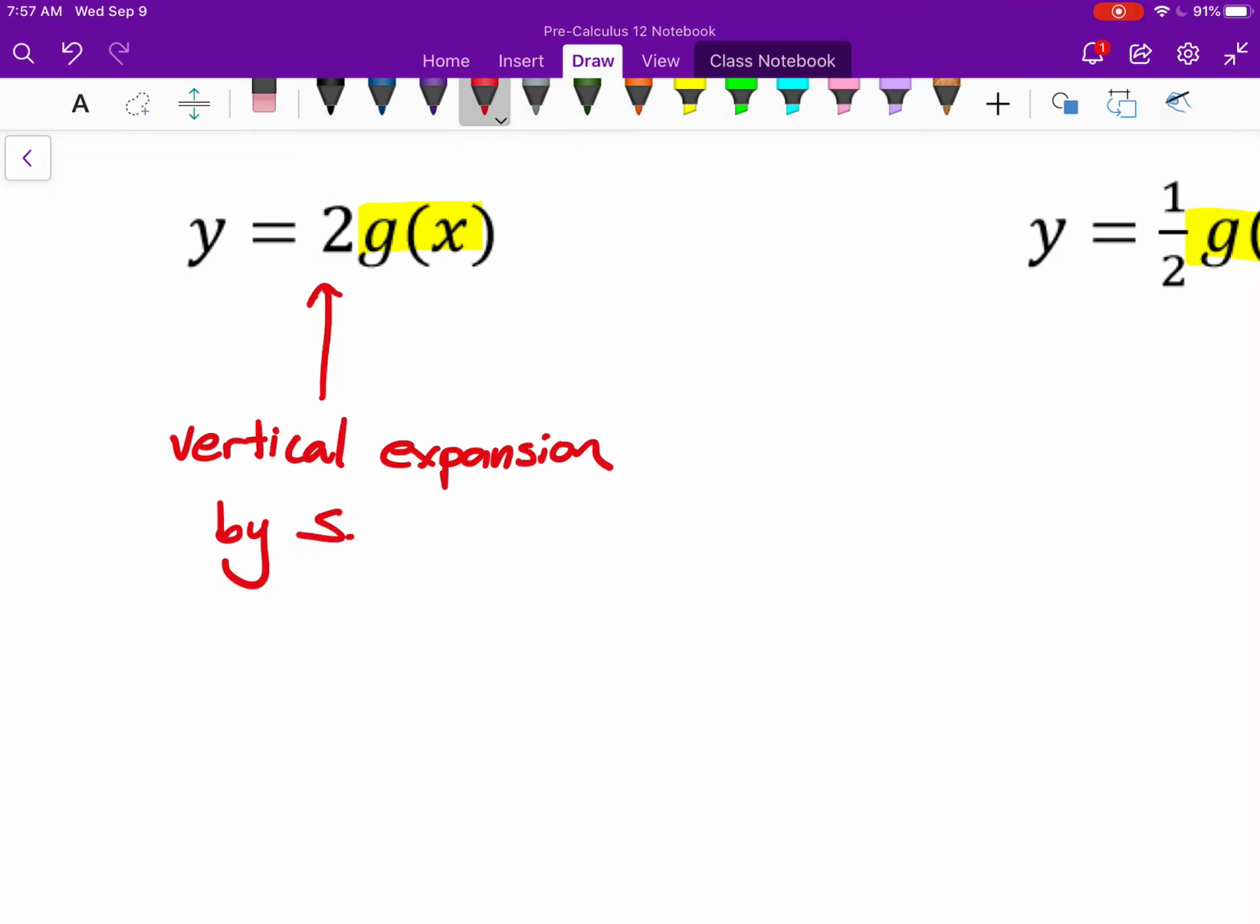And I'm just going to put SF for scale factor. Quite simply, the coefficient in front of the entire function is the scale factor. And remember, this phrase we saw with quadratics, this means all my y coordinates are going to be, in this case, doubled, times by 2. My x coordinates will remain unchanged.